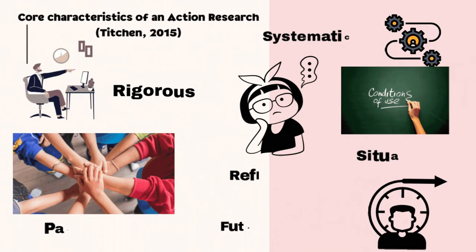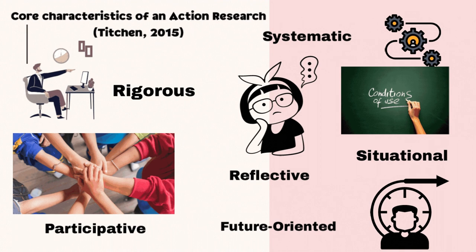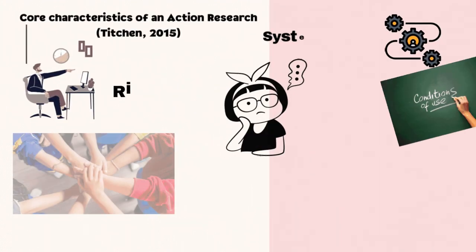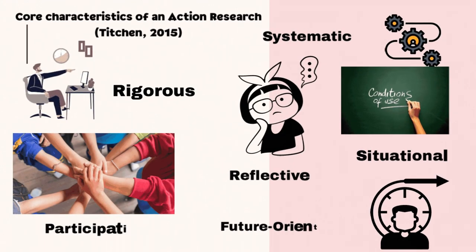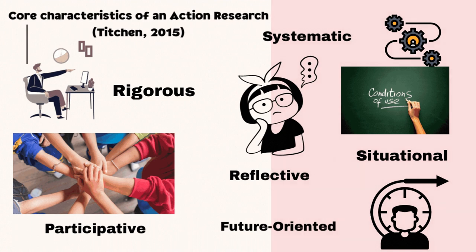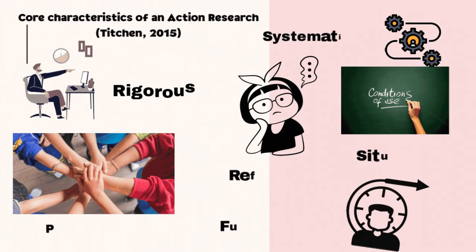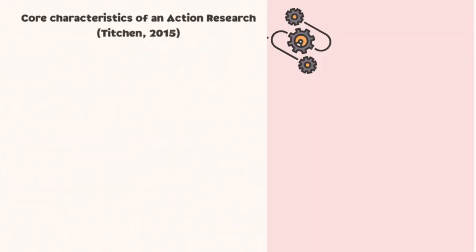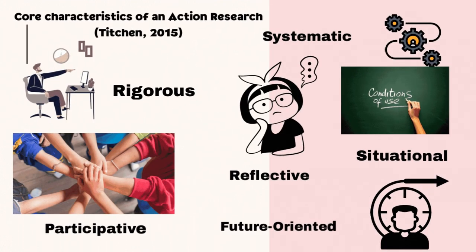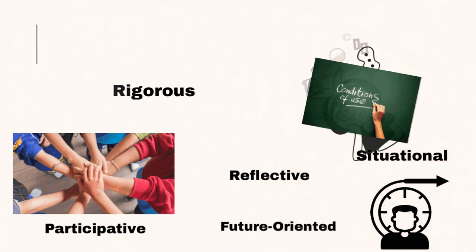It follows a sequential order. Rigorous: it follows a strict adherence to the rules of empirical studies. Reflective: it involves a continuous reflection and action. Situational: it emphasizes location, schools, circumstances, teaching, learning and others. Participative: it involves involvement and engagement among direct clients. Future-oriented: it seeks possible solutions to present problems for future refinement.